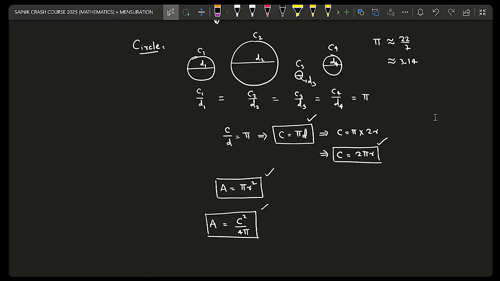Sir, the area and circumference relation means A is equal to C square by 4 pi. So that is useful when circumference is given and you are asked to find the area, or area is given and you want to find the circumference. This formula is useful. Without finding the radius, you can directly convert between circumference and area.